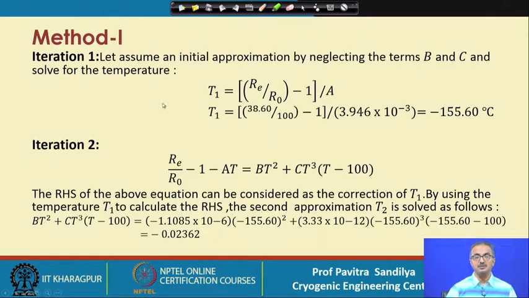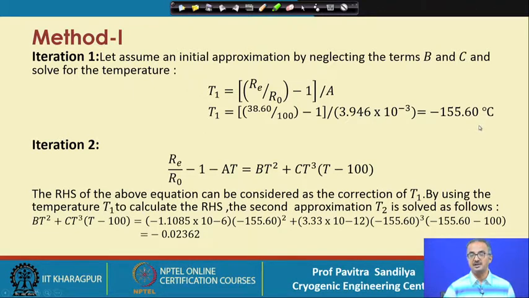In the first method, we do not go for a root finding method, but we go for an iterative method by substituting the values successively in a modified expression. So, what we start with is this: we first neglect the nonlinear terms in the Van Dusen equation, and here we have this expression for temperature. This T1 represents the first iteration temperature, and here it is Re by R0 minus 1 divided by A.